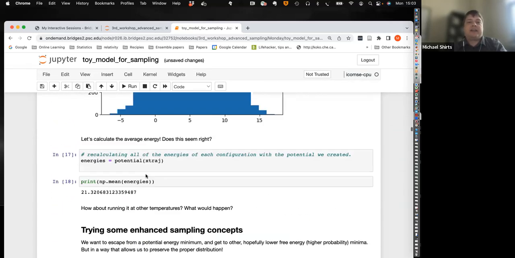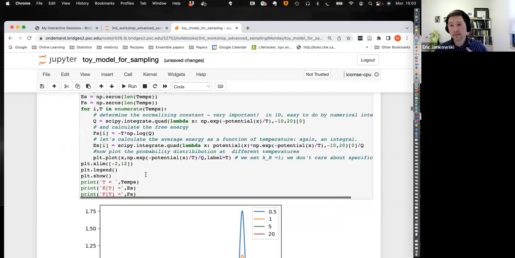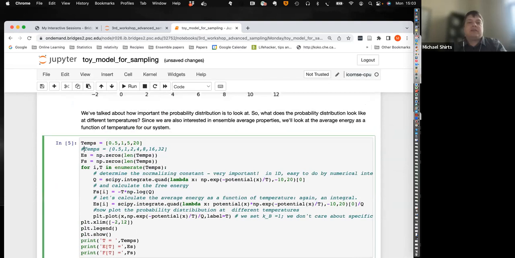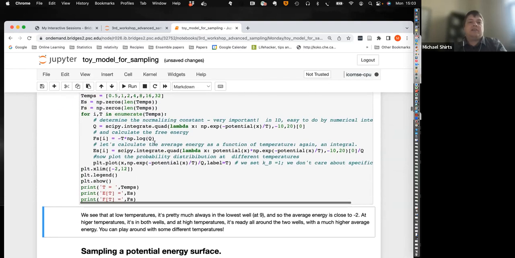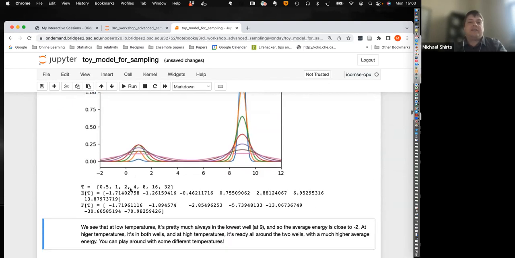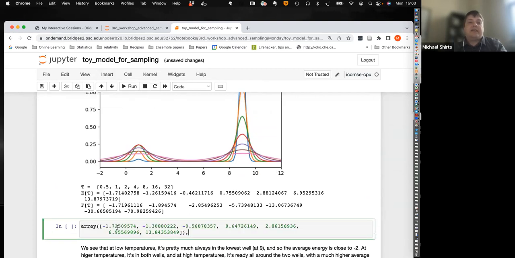So let's compare it to the analytical result. And this is the last thing we'll do. Let's do this at all the different temperatures, insert a cell below, and look at how these energies are. So at the different temperatures, it's not perfect, but it's getting these averages.